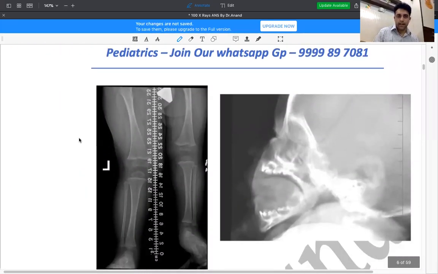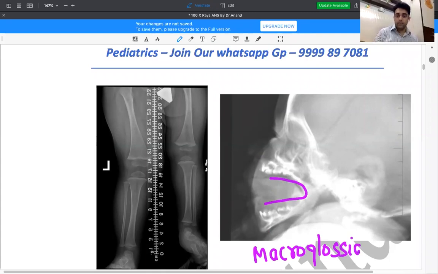What is this? Any random guesses? What do you call this condition? Kya ho raha hai yahan pe? What are you thinking of? Any random guesses, Annapurna? So number 1, what is this? Macroglossia.